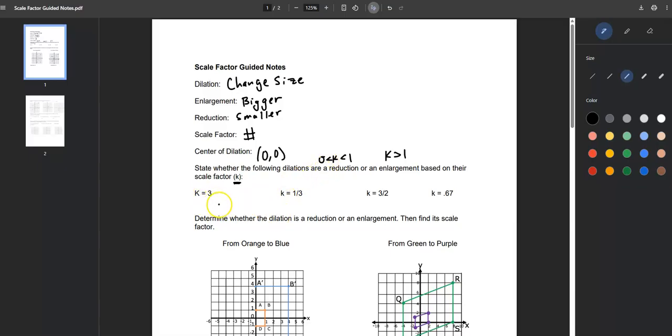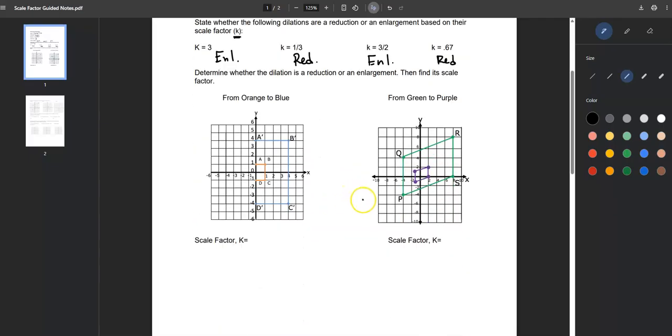If I look at K equals 3, 3 is bigger than 1, so this enlarges. Look at K equals 1/3. This is going to reduce. So I should be able to tell right off the bat that way. This is 3/2. 3/2 is bigger than 1. That's why I don't ever say fraction. 3/2 is bigger, so this is going to enlarge as well. And then 0.67 is less than 1, so this is a reduction. That's the first skill you need: to look at a number and tell whether it's going to enlarge or reduce the original object from that dilation.